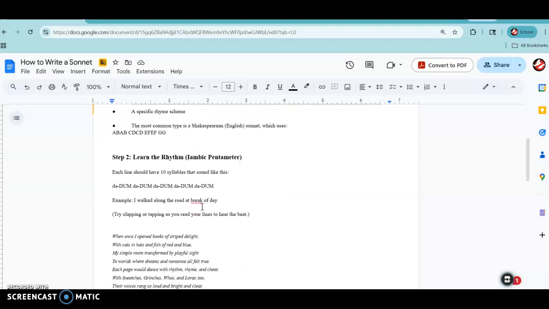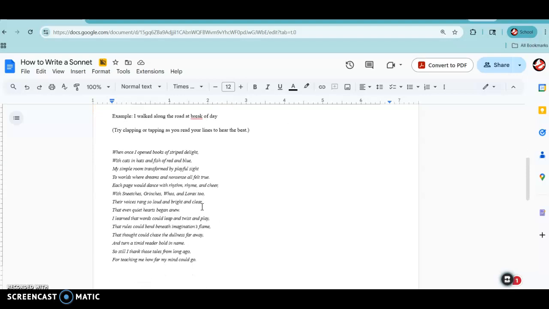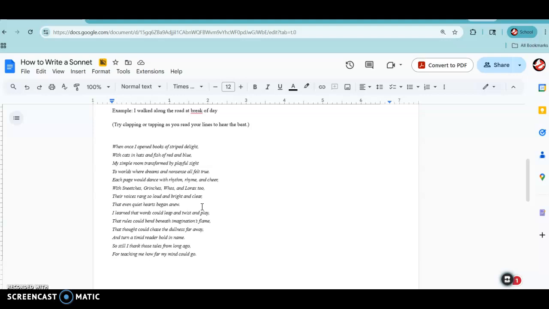Now, this is about iambic pentameter. I'm not going to worry about iambic pentameter right now. That's making sure each line has 10 syllables. I'm not going to make you do that, okay? But there's a great example of an iambic pentameter sonnet, okay?